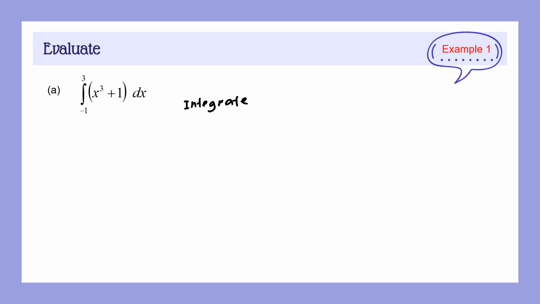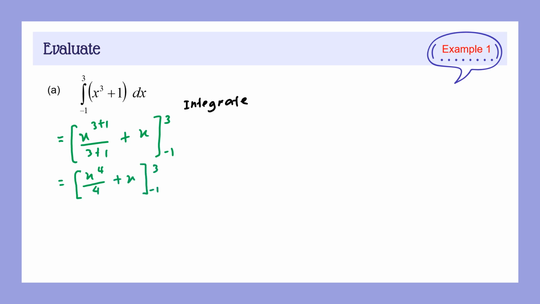To integrate this one, we can use sum and difference rule. So, then, we integrate x cubed, we get x to the power of 3 plus 1 over 3 plus 1, plus integrate 1, we get x. Then, don't forget to evaluate from negative 1 to 3. Kena tulis limit dia. And then, after that, we simplify this one. We get x to the power of 4 over 4 plus x from negative 1 to 3.